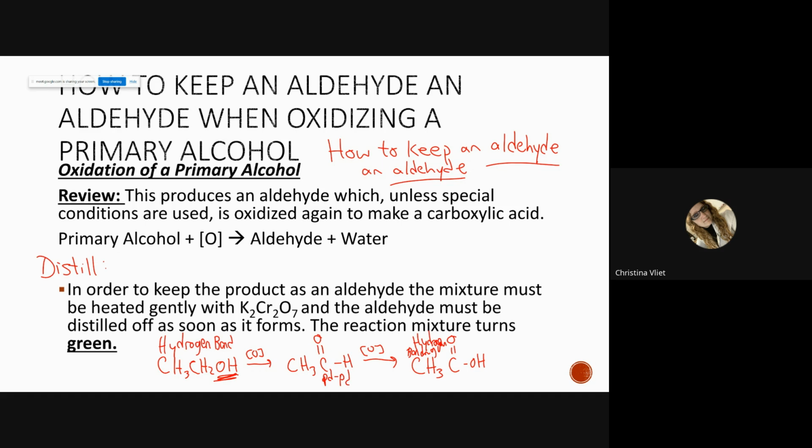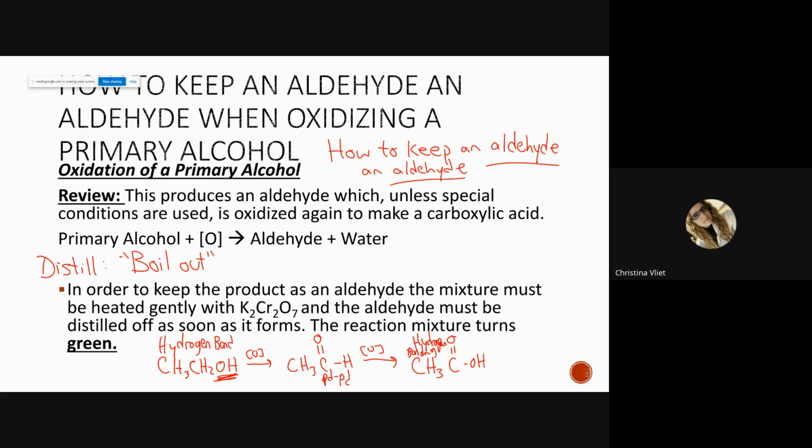What does distill mean? You know what distilled water is? We use it for our labs. What does distill mean? It means boil out. So, the idea is that if you pick a temperature that's lower than that of the alcohol or the carboxylic acid, but higher than that of the aldehyde, you can boil out the aldehyde.